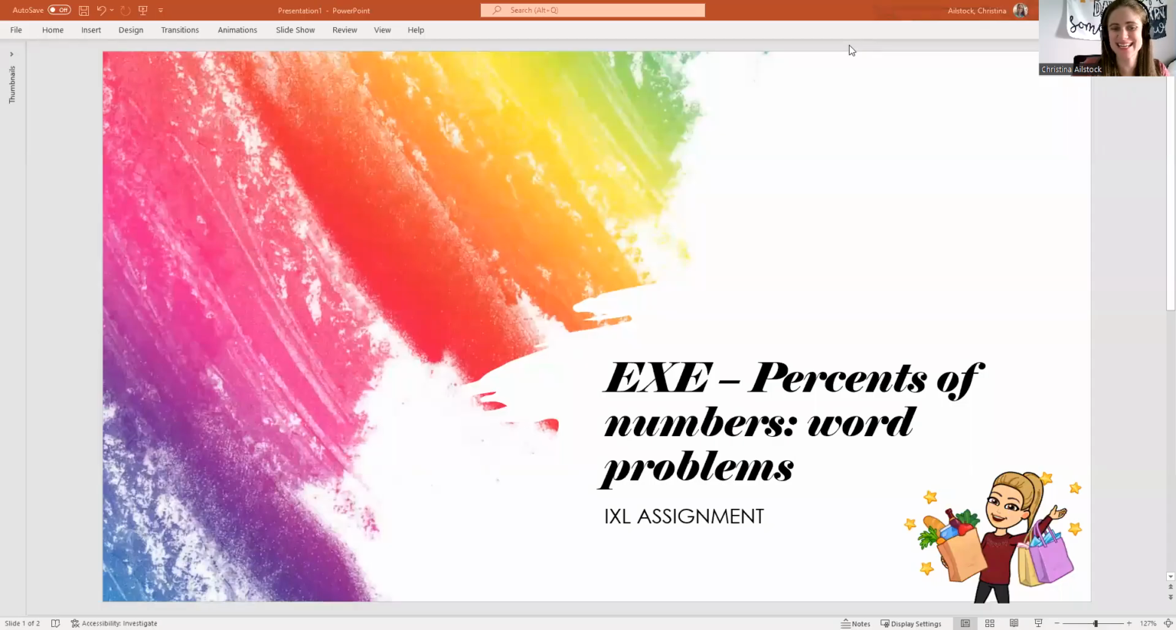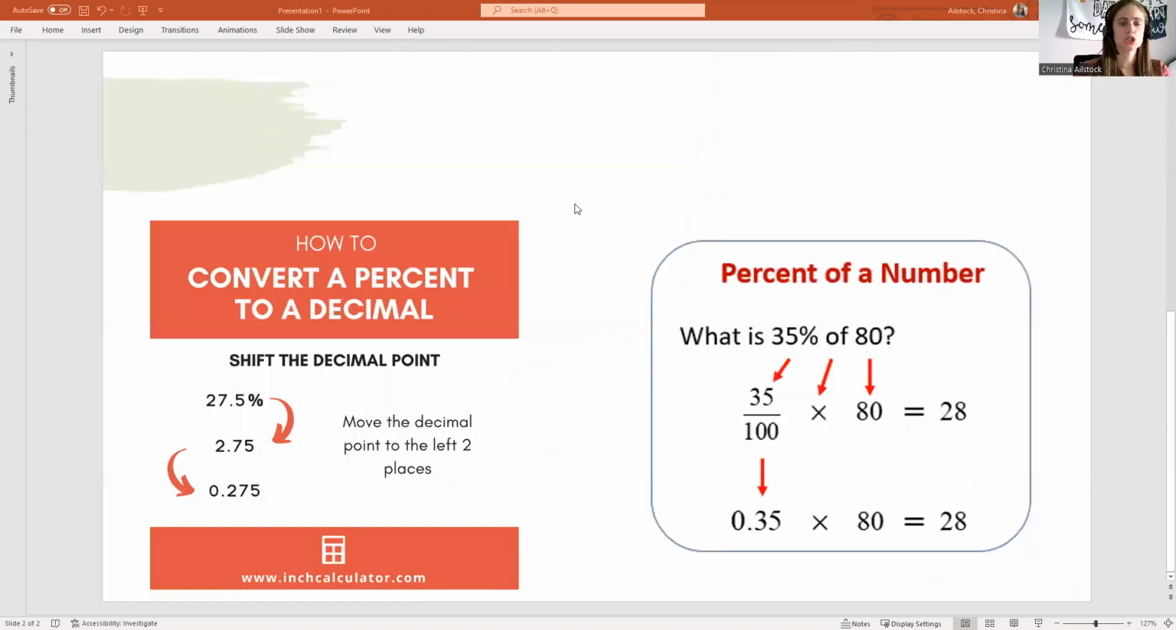Hi, everyone. Today we are going to talk about how to find the percents of numbers, and we're specifically going to be working on IXL EXE, which does contain some real world problems and scenarios. So, a couple quick reminders before we get going here.